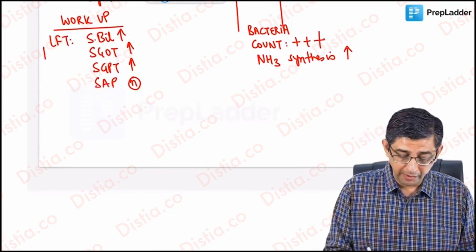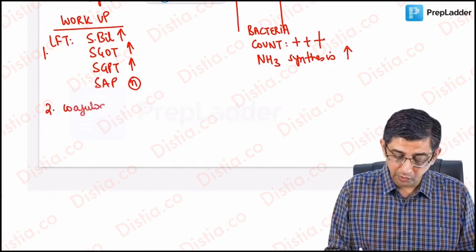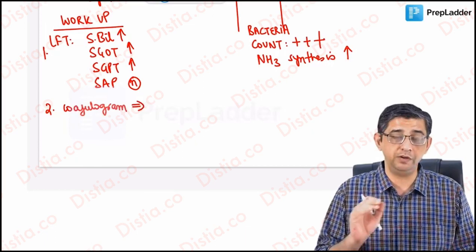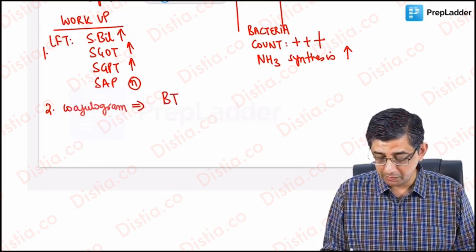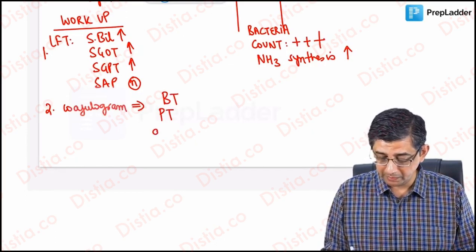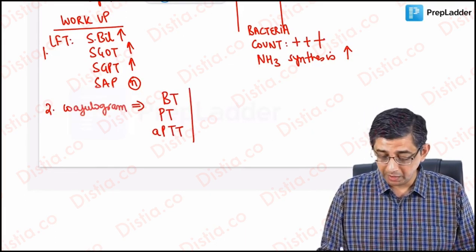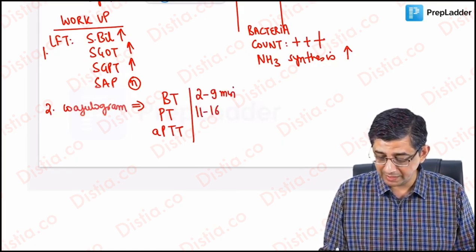A very important test that must be done in these patients is the coagulogram. If you are capable of controlling the coagulogram within normal limits, you will definitely ensure that this guy will live. The components of the coagulogram can be bleeding time, prothrombin time, and activated partial thromboplastin time. Normal bleeding time is 2 to 9 minutes, prothrombin time is 11 to 16 seconds, and APTT is 30 to 45 seconds, and you know that.